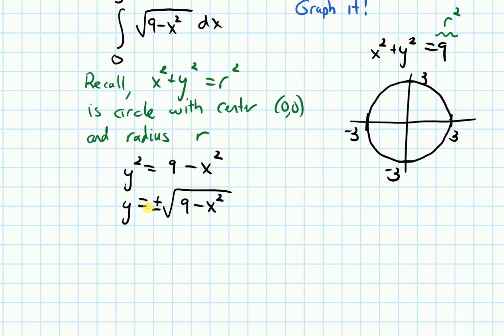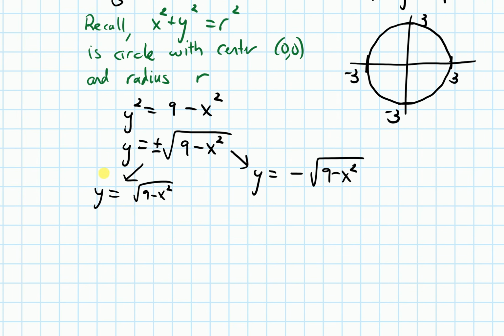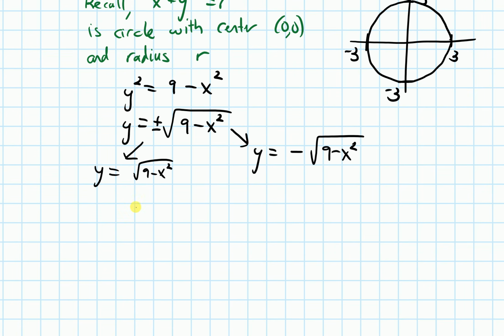That's also some review from algebra. So we get two possibilities. Either y equals the positive square root of 9 minus x squared, or y equals the negative square root of 9 minus x squared. So what do each of these on their own look like?